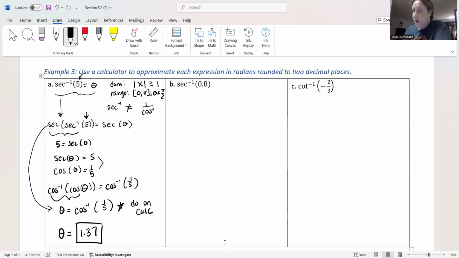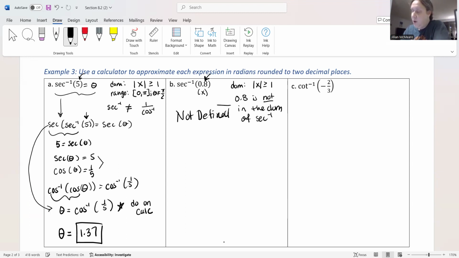And the first thing we need to address is: is this input value in the right domain? Okay. So remember, the domain for inverse secant is that the absolute value of x has to be greater than or equal to 1. Well, this right here is essentially our x, and we have 0.8. So 0.8 is not in the domain of secant inverse or inverse secant. Okay, so right off the bat, we can just say, hey, this is not defined. There's nothing we can do about it. We're done at this point.